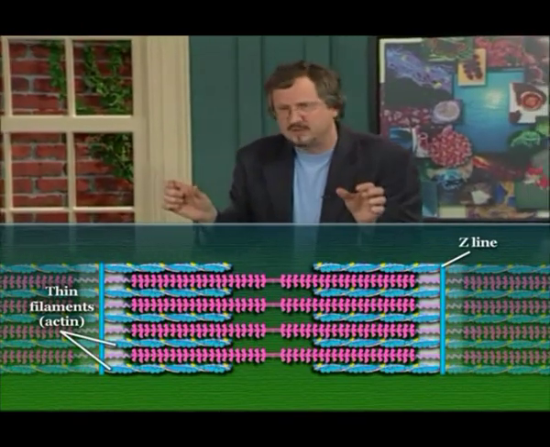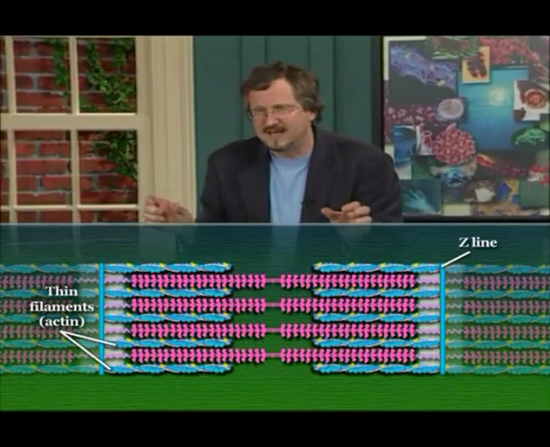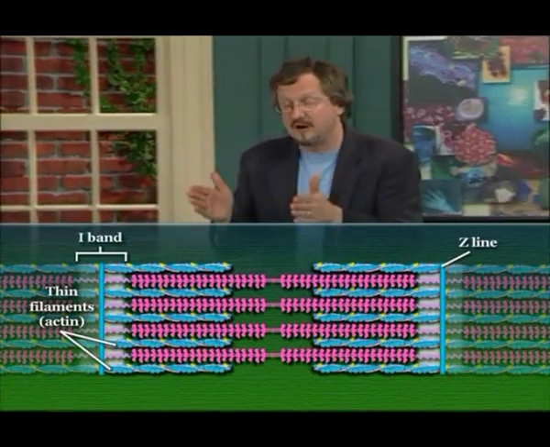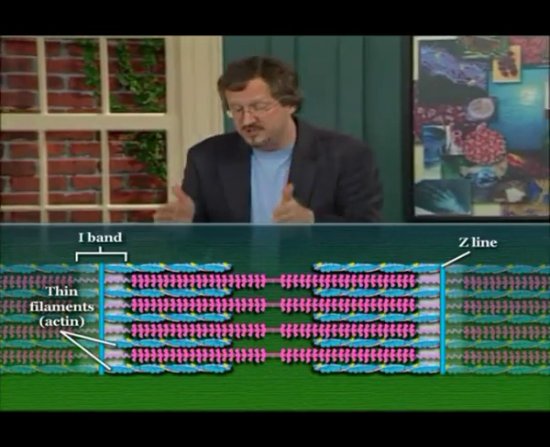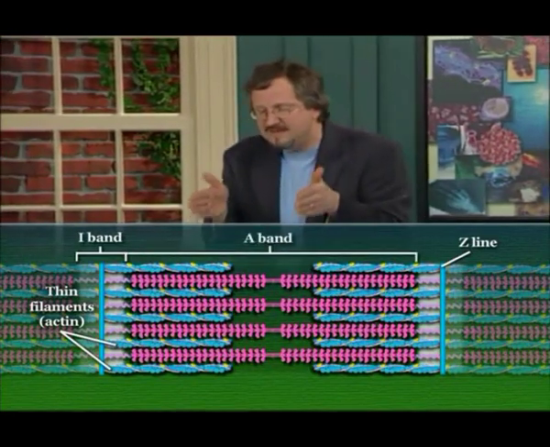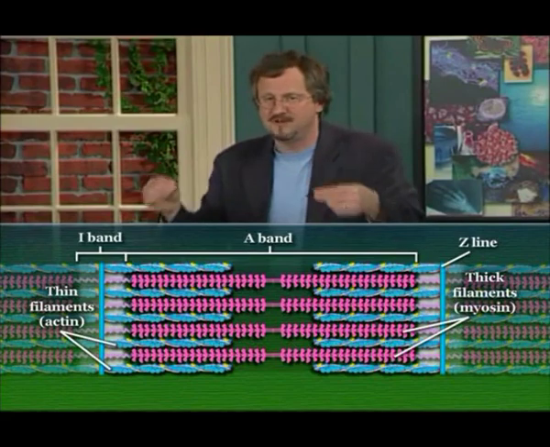These light regions we're going to give a name to as well, because we'll need that in a second. We're going to call those I bands. Now, in the middle of each sarcomere is a much darker region, a broad darker region that we call the A band. The A band is defined where the myosin thick filaments occur.